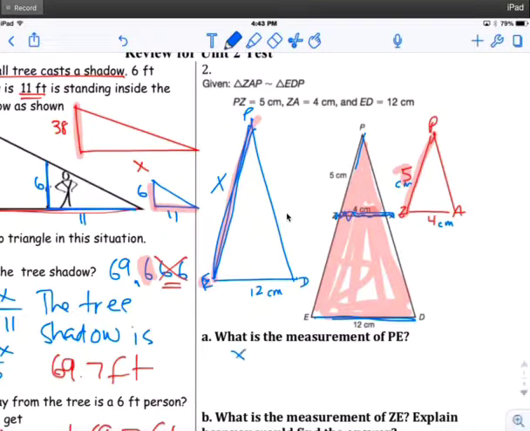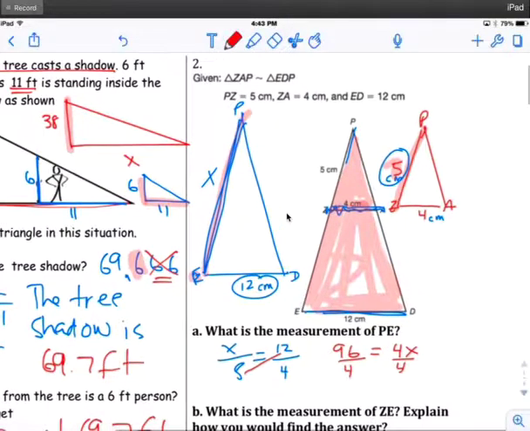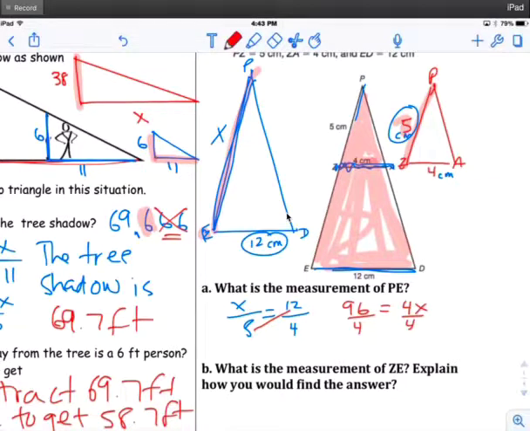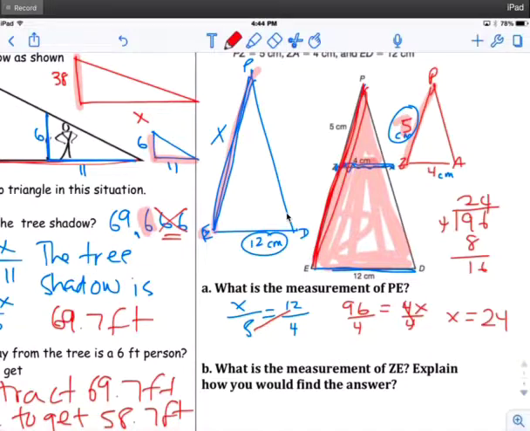So you put X over the corresponding side, 5, equals 12, big over small, 4. Cross multiply, that's 96 equals 4X, divide by 4, divide by 4. Okay, then X equals 96 divided by 4, that's 24. X is 24. So this whole length is 24 right here. The one I highlighted in red, that's 24 right there.